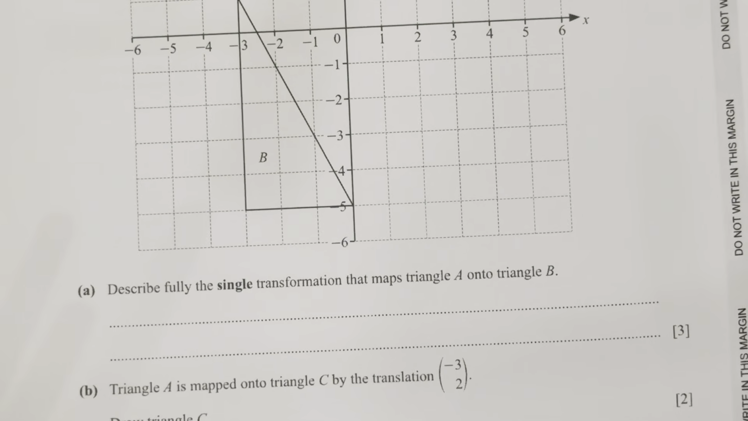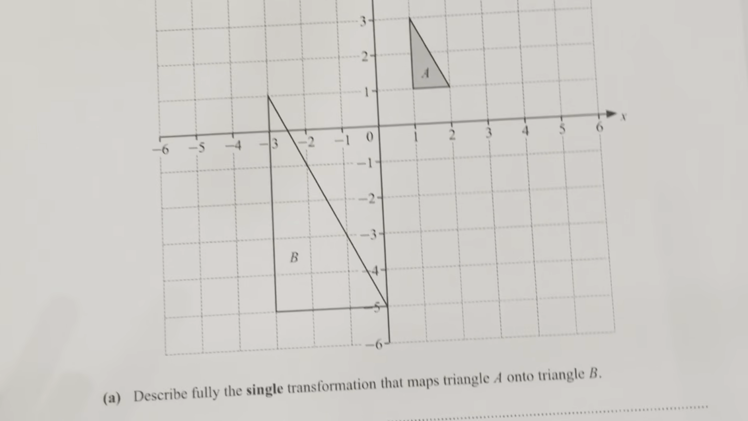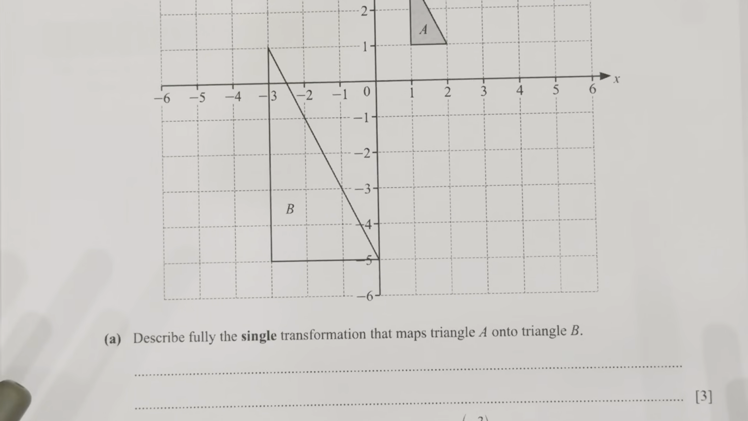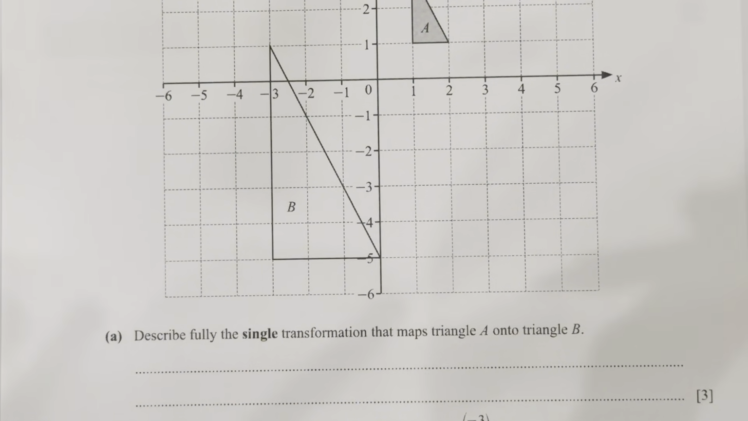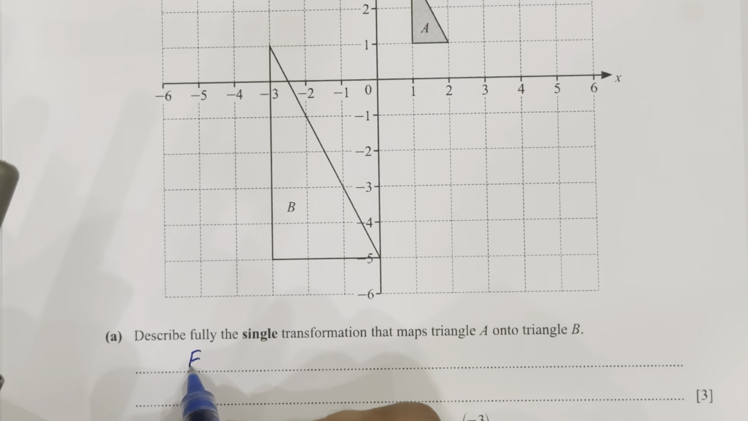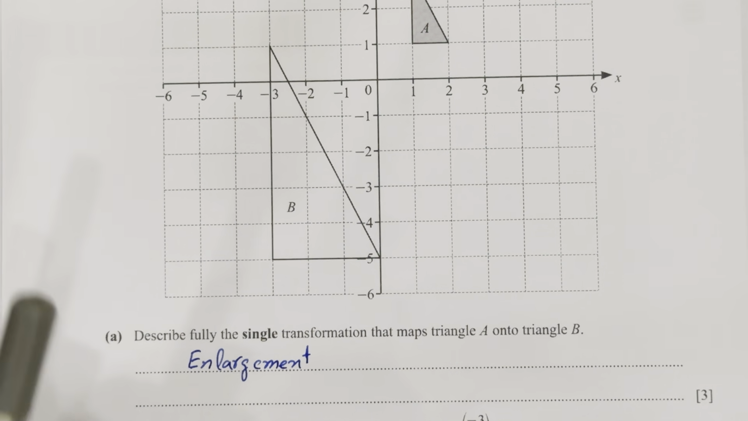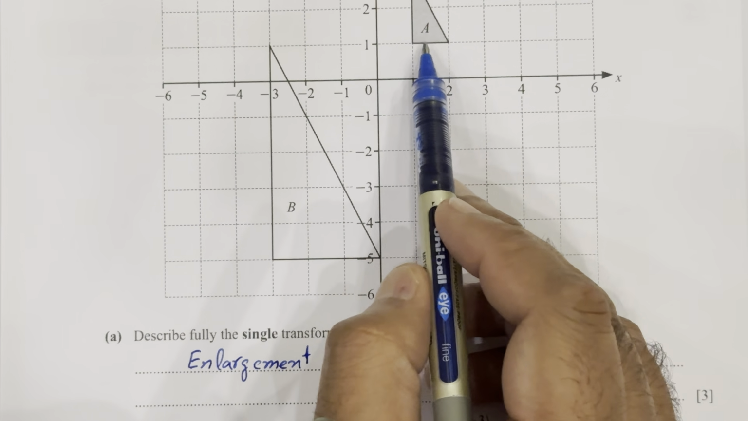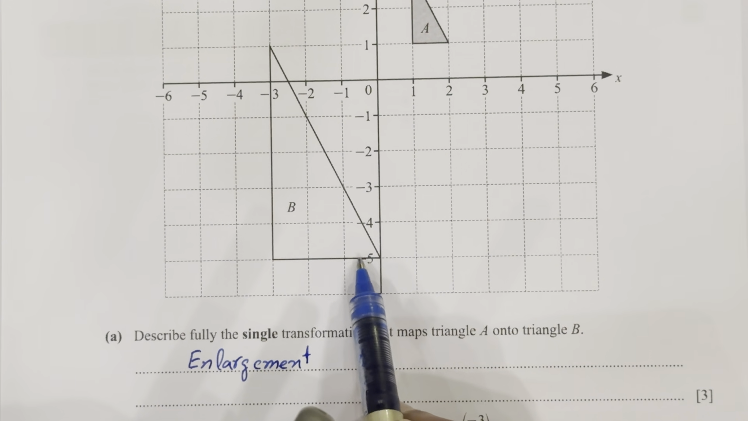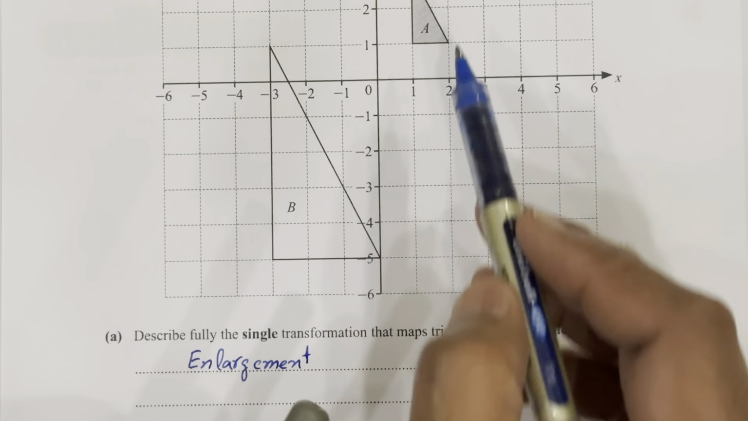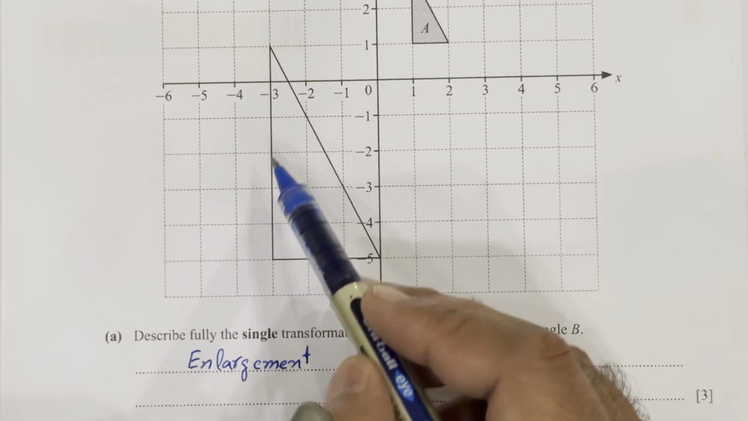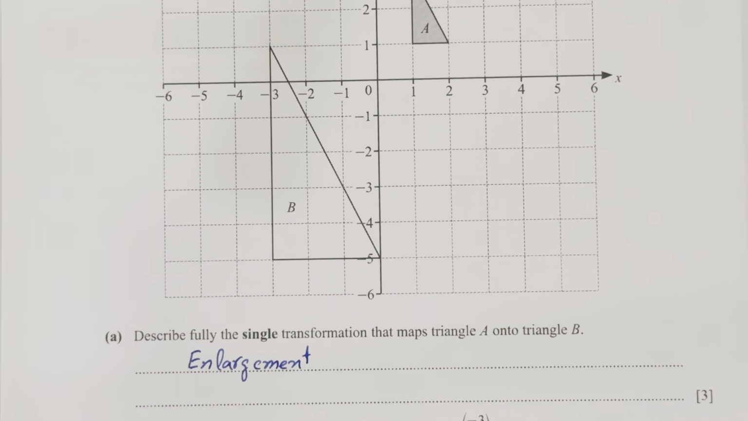First we can see that triangle A to triangle B is a case of enlargement. So we're going to write over here enlargement. Now you can see 1, 2, 3, there are 3 boxes. It is 2 boxes, 1, 2, 3, 4, 5, 6, there are 6 boxes. It means that the scale factor over here is 3.